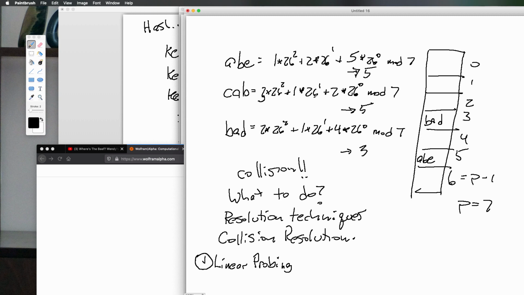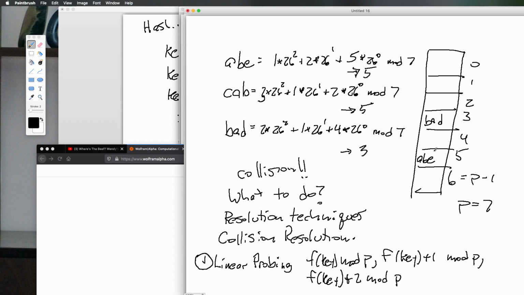Probing means we've gone into the table and we've done something. So in other words, what happened over here, when I calculated f of cab, I got 5, and it took me over to 5, and I saw that this thing was occupied. So what do I do? I start probing right after it. I keep adding 1 to it. So in other words, I look at f of key mod p, and then I look at f of key plus 1 mod p, and then I look at f of key plus 2 mod p.